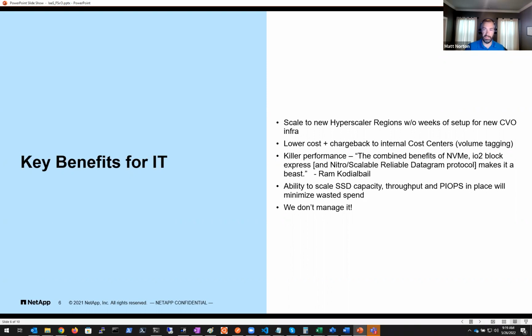The performance is great. There's a quote here from one of our storage folks that talks about some of the under the covers stuff that FSX ONTAP is using for reads.